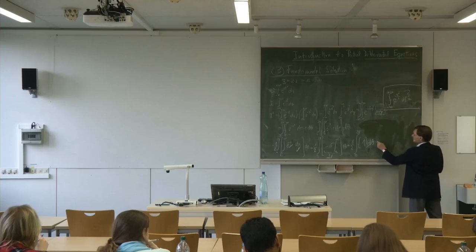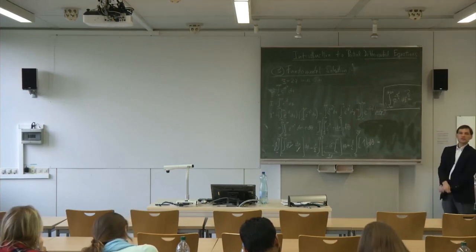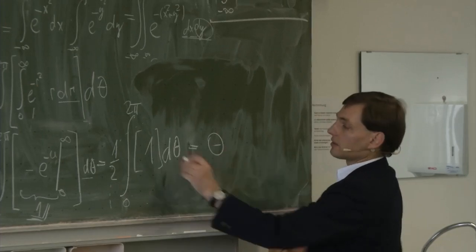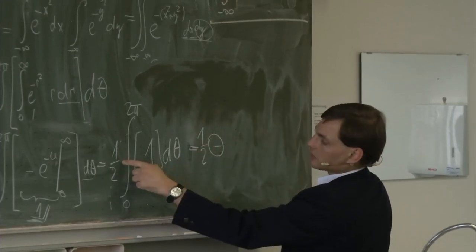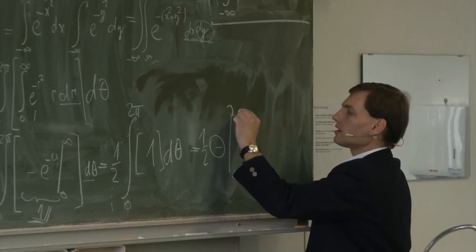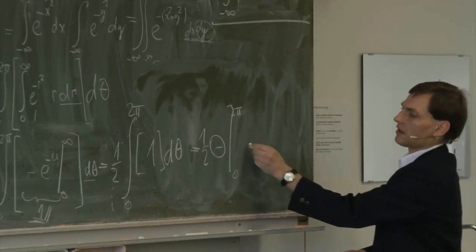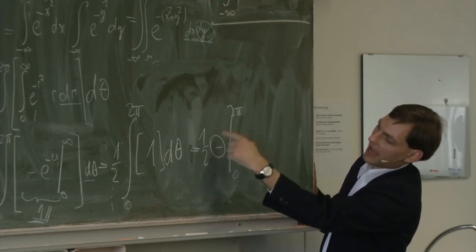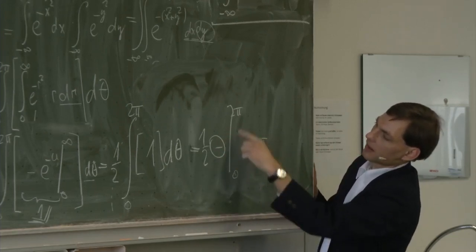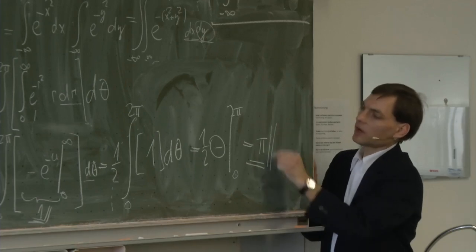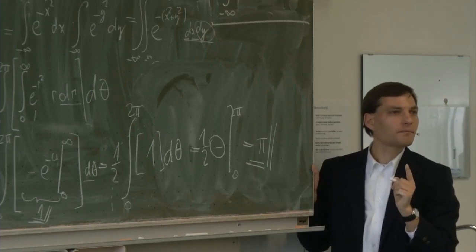Well, what is this? Can you tell me this integral over theta? It's just theta at my, well, 1 over 2, right? Don't forget what is in front. And then it's theta at my boundaries, from 0 to 2 pi. And what is this? Well, if I plug in 2 pi here, the 2 cancels, we get pi. And if I plug in 0, well, that's 0. So this integral is pi.